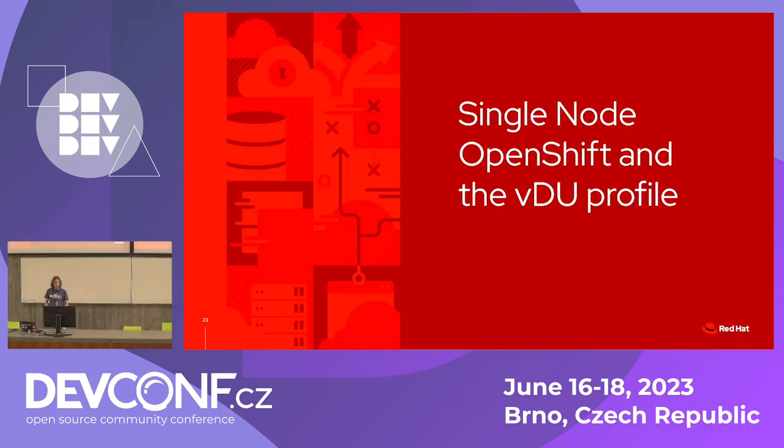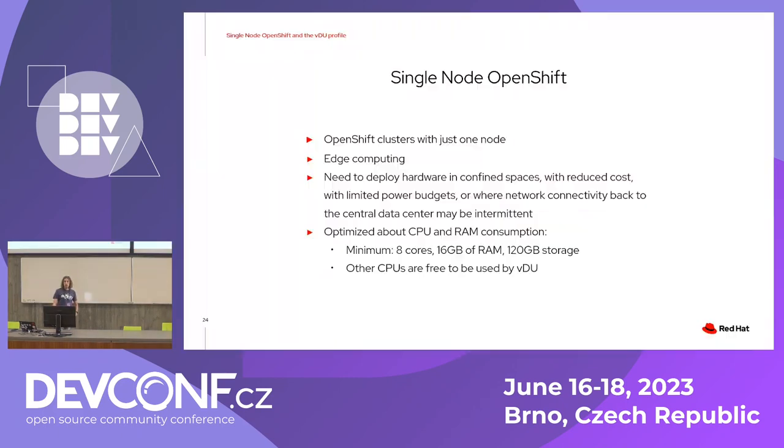Okay, more or less I'm reaching the end. So we have this single node OpenShift and the vDU profile that I have explained before, which is one OpenShift cluster with just one node that is designed to be used at the edge. Maybe not edge computing, but to be used in the edge.